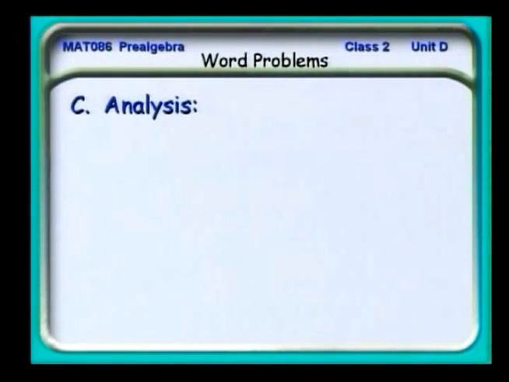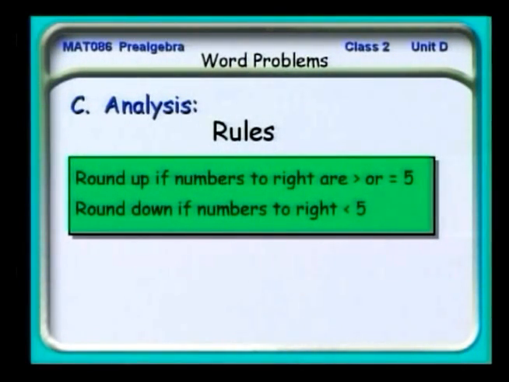Let's analyze this. The first thing we need to remember are the rules for rounding. If you pick a place, you put your finger on that place, for example, the hundreds place, and then check to see whether the numbers to the right of it are greater than or less than 5. If they're greater than or equal to 5, you round up. You make the number you have your finger on one more and put zeros to the right. If the numbers to the right of the one you have your finger on are less than 5, you leave that number your finger is on the same and just put zeros to the right.